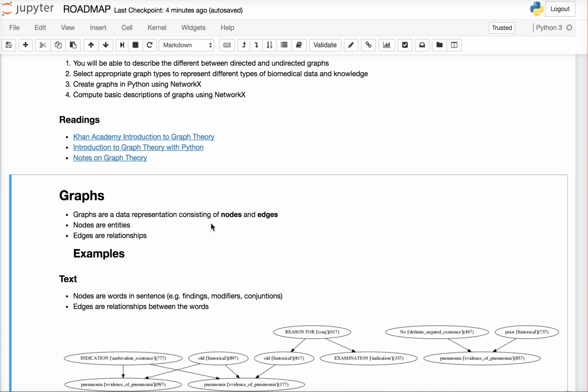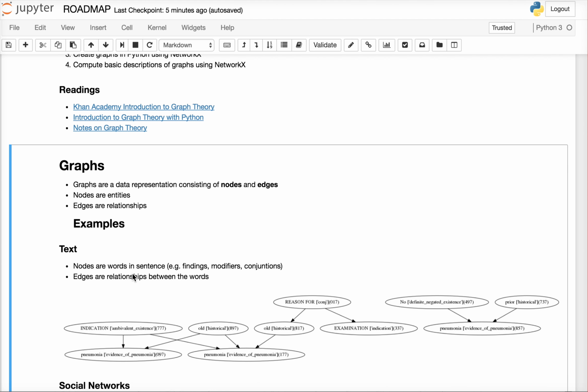So to give you an idea of what we're talking about with graphs, graphs are a data representation consisting of nodes and edges. Nodes are the entities, and edges are relationships between these entities. So here are a few examples of types of graph data that you might run across in biomedical informatics.